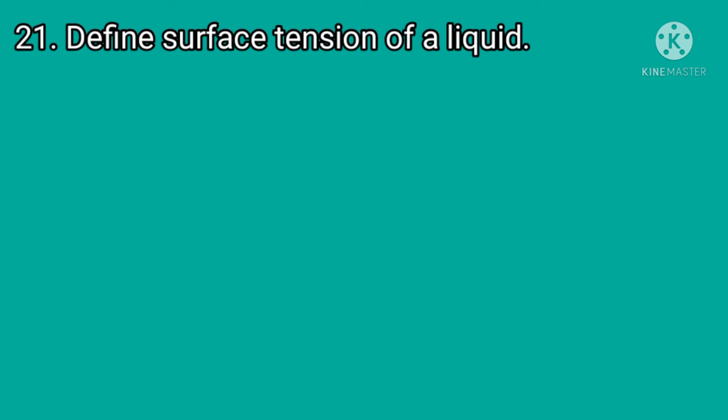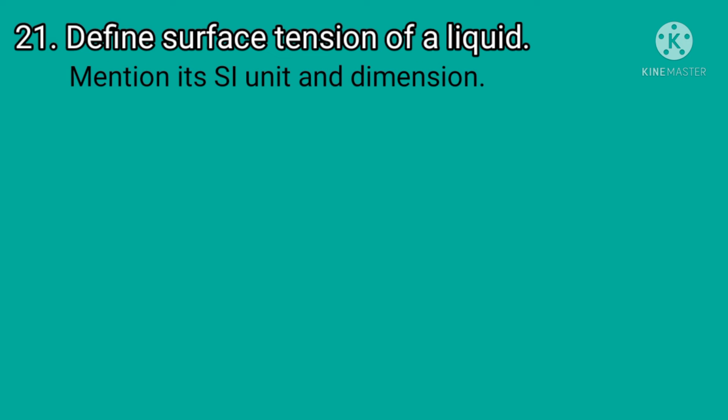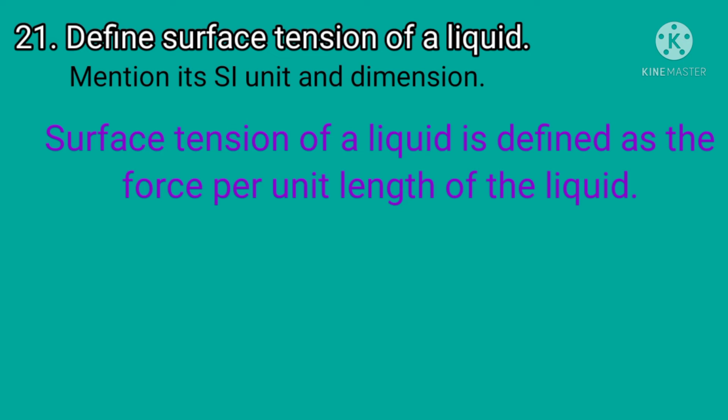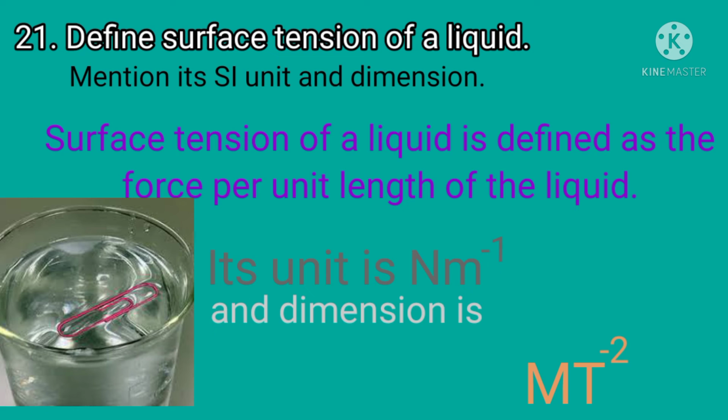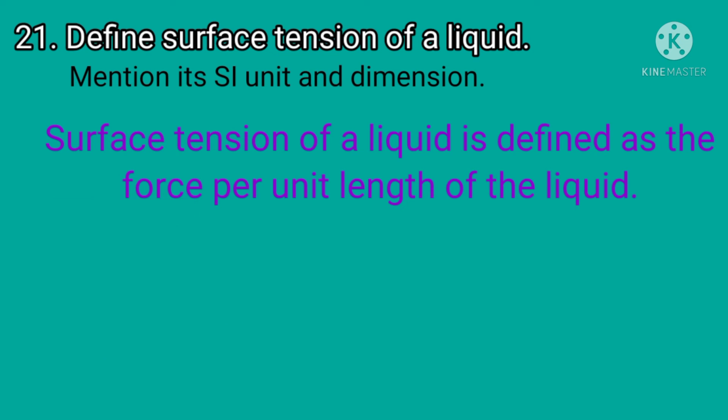Then, define surface tension of a liquid, its SI unit and dimension. Surface tension of a liquid is defined as the force per unit length of the liquid. Its unit is Newton per meter and dimension is MT power minus 2.